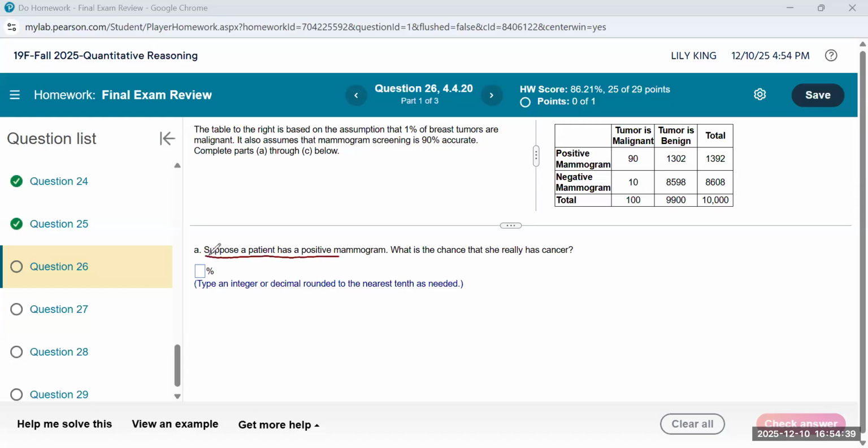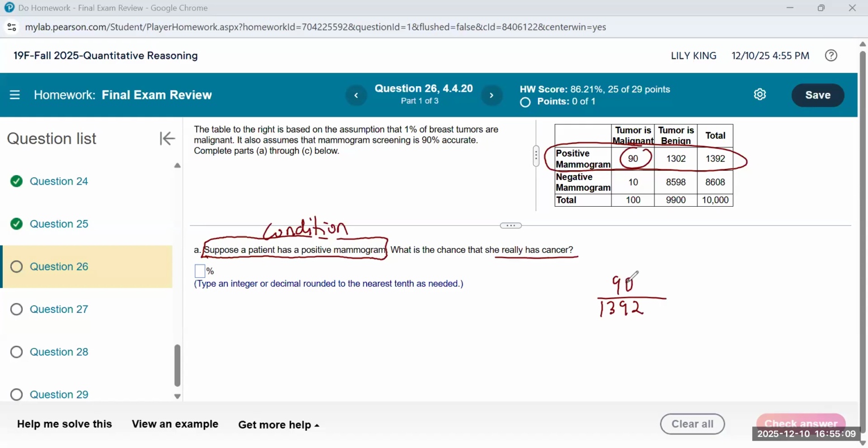Now, if you see keywords like suppose, if, or given, that tells you there is a condition. So your condition always stays at the bottom of the fraction. So we are looking at the total positive mammogram as the condition. And then within the condition, you want to pick your portion of interest. So if your tumor is malignant, that means you have cancer.